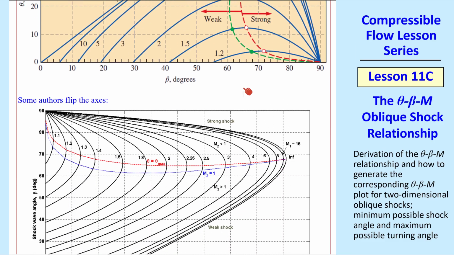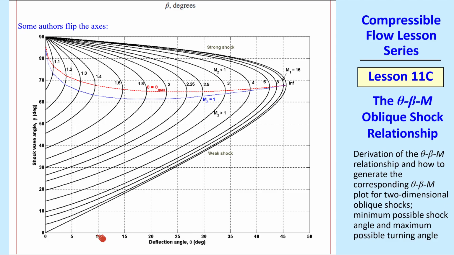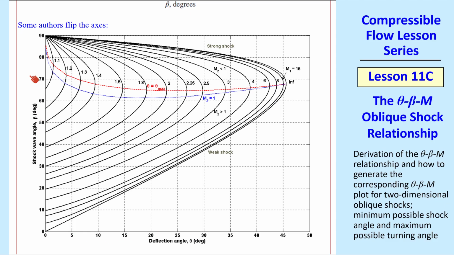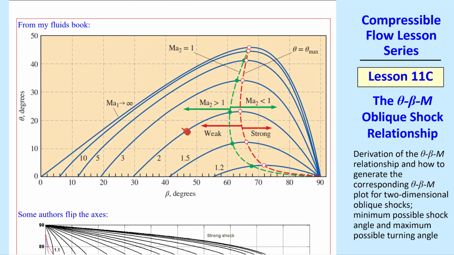Some authors like to turn this plot 90 degrees, plotting theta horizontally and beta vertically. It's the same information, just with the axes flipped. I prefer plotting it this way, which is the way I did it in the book.